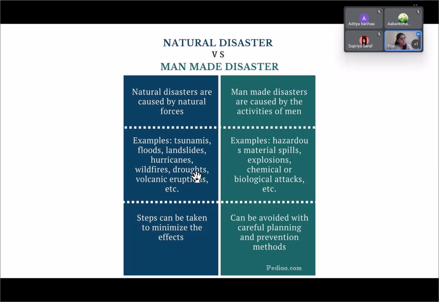So what are natural disasters? Very intuitively, these are caused by natural forces. But what are the types of disaster that fall under natural disaster? Everything that is not under the control of humans. Tsunami, flood, landslides, hurricanes, wildfires, which are because of, say, lightning, volcanic eruptions. Of course, we have studied volcanic eruptions in so much detail that I'm sure if you try to remember, you will recall that it's not at all under control.